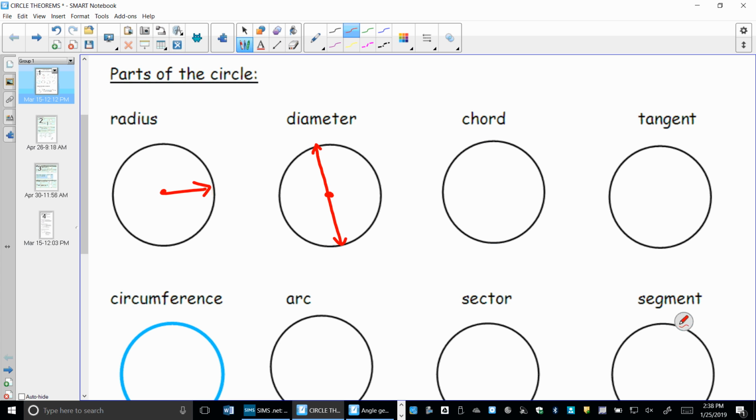It goes through the centre. Okay, the diameter has to go through the centre. What's the connection between radius and diameter? Yeah, so the diameter is 2 lots of the radius.